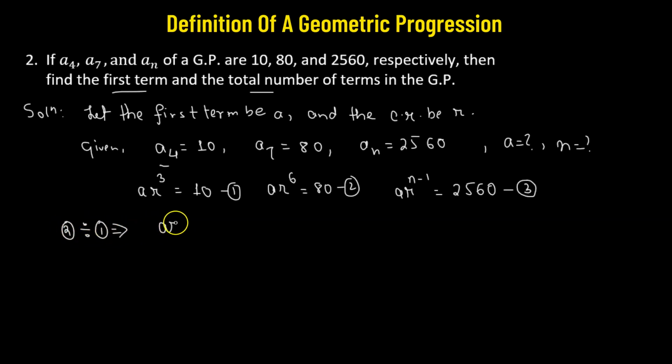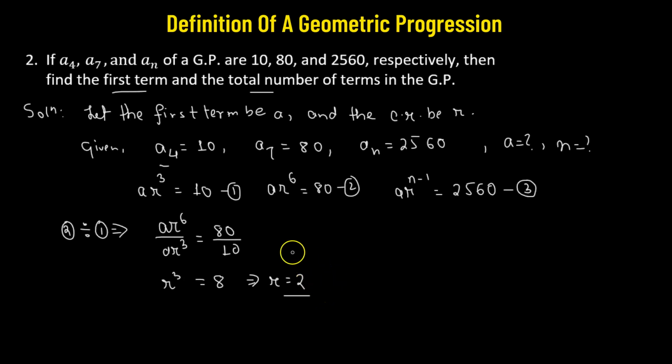That means we have ar raised to the power of 6 divided by ar cubed. This will be equal to 80 divided by 10. So a and a get factored out. r raised to the power of 6 divided by r cubed will be simply r cubed. So r cubed is equal to 8. So if we take the positive cube root, we are going to get the common ratio equal to 2.